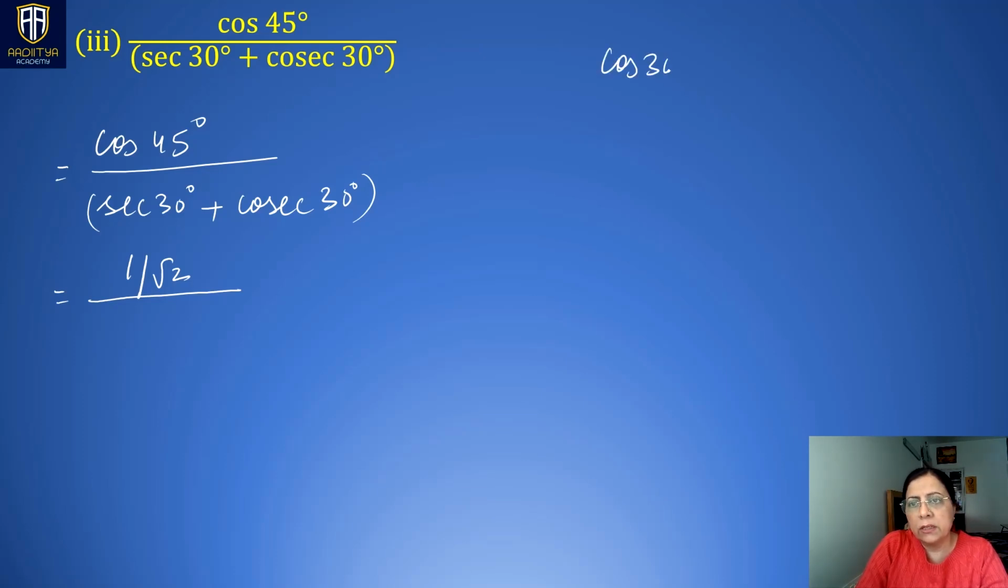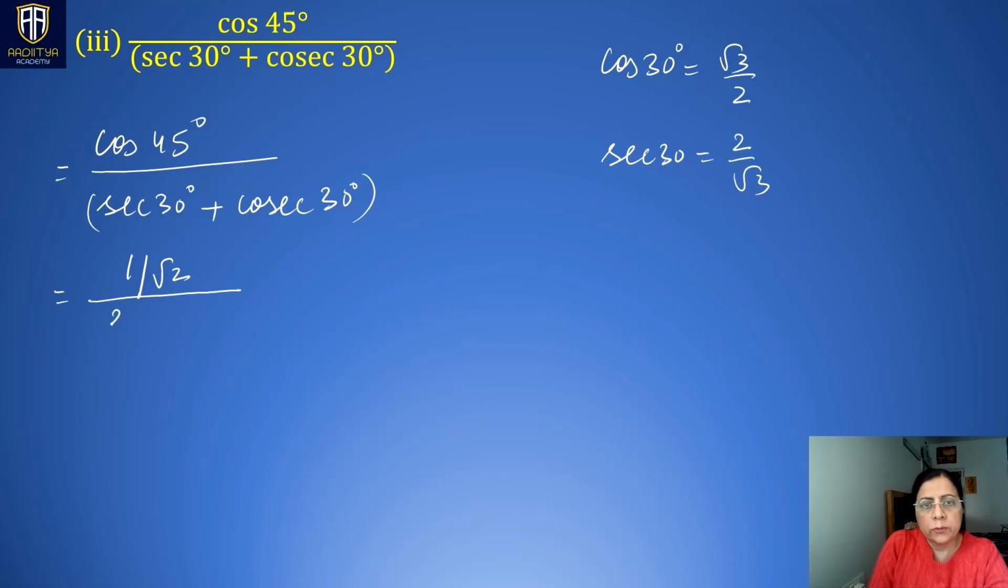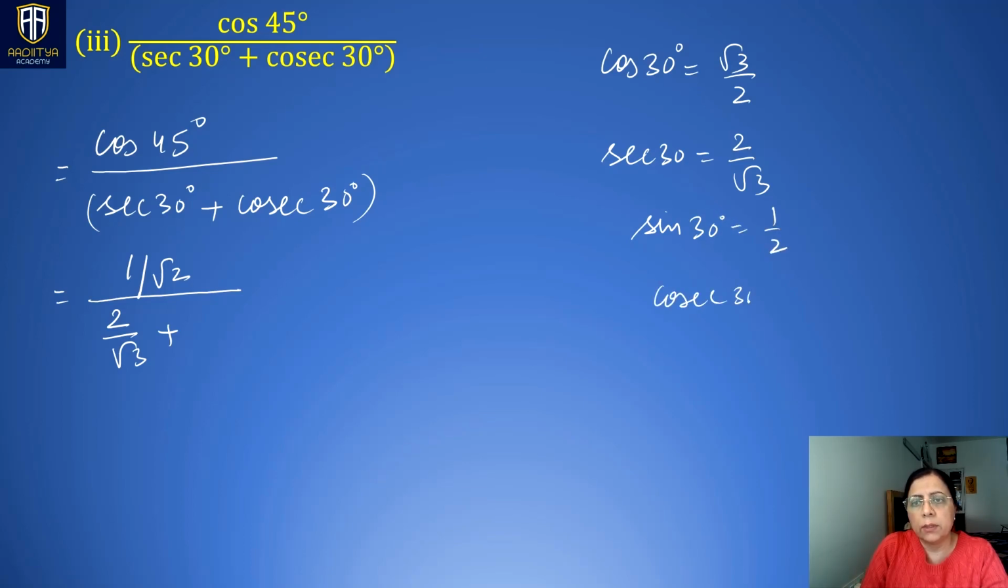See, cos 30, even if you remember the first 3 lines, you can find the values of the next 3 trigonometric ratios. Cos 30 is root 3 by 2. So secant 30 is the reciprocal of cos 30, which is 2 by root 3. So this is 2 upon root 3. Added to cosec 30. What is sine 30? Sine 30 is half. So cosec 30 becomes 2 by 1, which is 2. Right, now we can solve this.